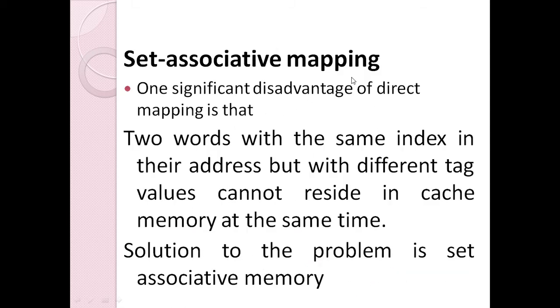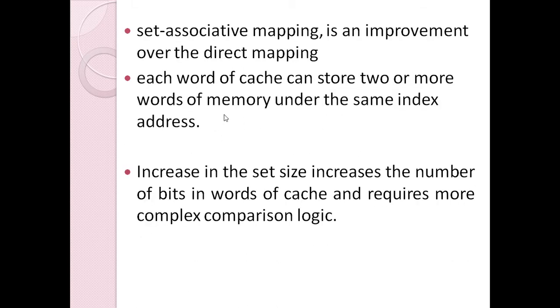So what is set associative mapping? As you know, in direct mapping there is a biggest disadvantage that two words with the same index in the address but different tag values cannot reside in cache memory at the same time. The solution to this problem is given by a cache implementation called set associative memory. Set associative mapping is an improvement over direct mapping. Each word of cache can store two or more words of memory under the same index address.